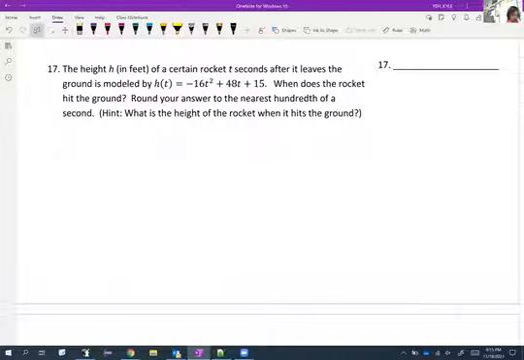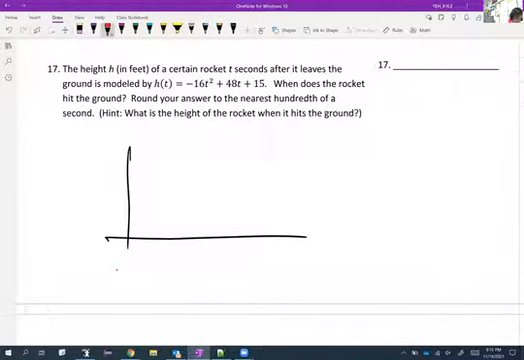That's the hint. So we know that a rocket has a trajectory, something like this. It goes up, it comes down. And we want to know, when does the rocket hit the ground? The height when it hits the ground is going to be 0. So this is basically saying, find the root.